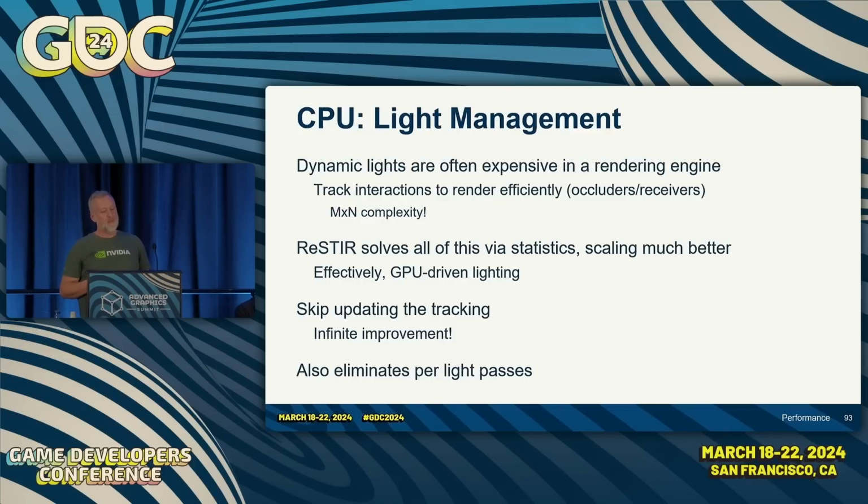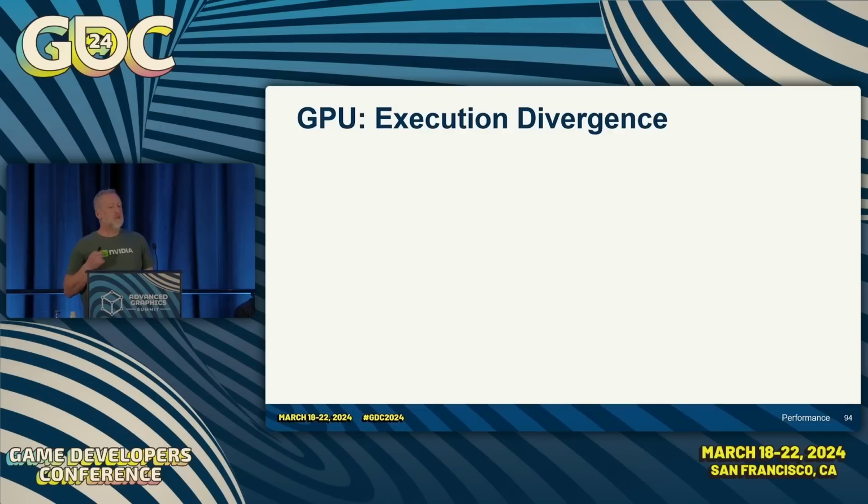Additionally, we can also eliminate these extra per light passes that we frequently have to do for a bunch of different effects. So that's a win on draw call, compute shader launch overhead. So we've cut down on CPU quite a bit, and we're rendering way more lights. Now, GPU execution divergence is something that everybody that has worked with ray tracing knows to be a challenge, and is something that we have to address here.